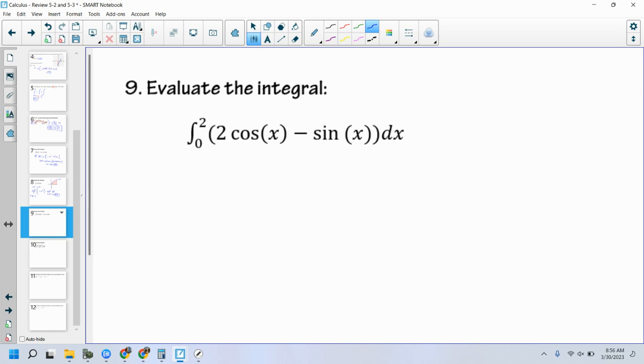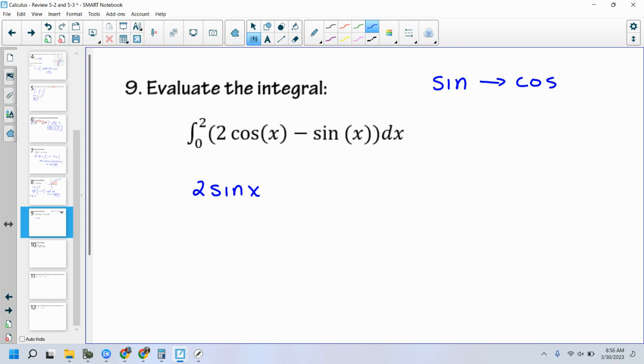Maybe one day. Evaluate the integral from 0 to 2 of 2 cosine x minus sine x dx. All right. What is the antiderivative of cosine? Again, think of it this way. The derivative of sine is cosine. So the antiderivative of cosine is just sine. So this is 2 sine x.